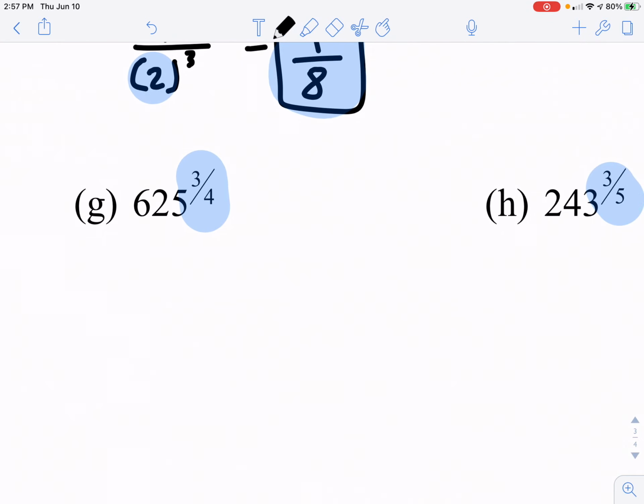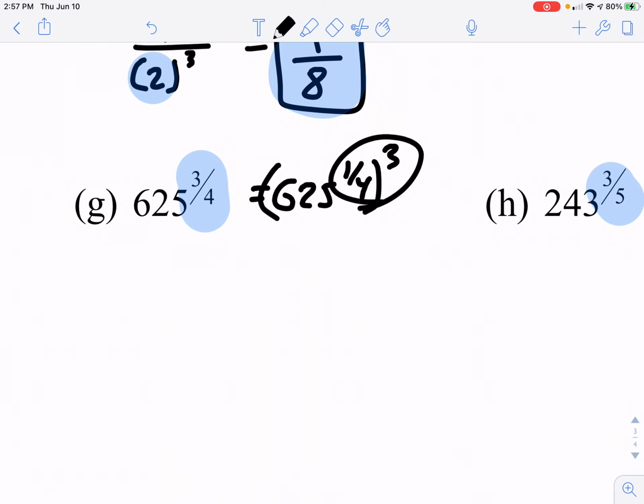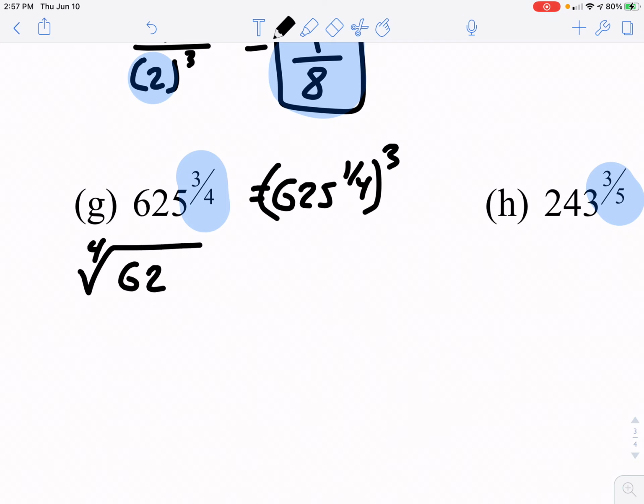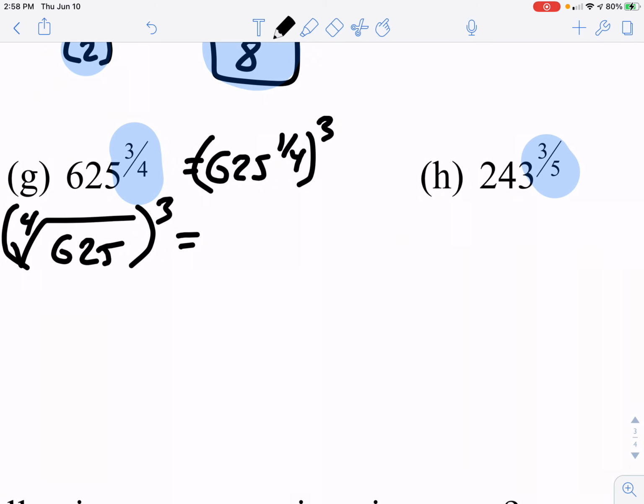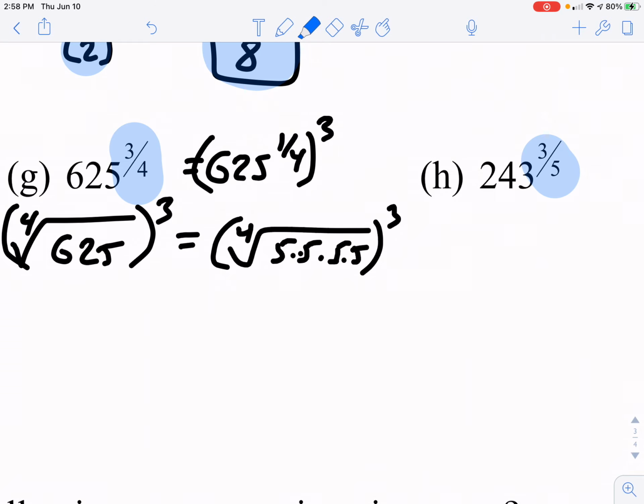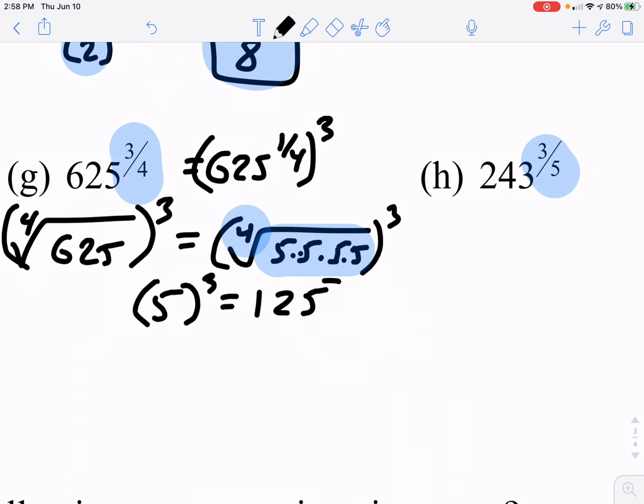Letter G, 625 to the 3/4 power would be 625 to the 1/4 times 3. 3 times 1/4 is 3/4. Which would be the 4th root of 625 raised to the 3rd power. 625 again gets broken down into 25 times 25, right? Or 5 times 5 times 5 times 5, and then we cube that. Well, that means the 4th root of 625 would be 5 raised to the 3rd power, which would be 125.